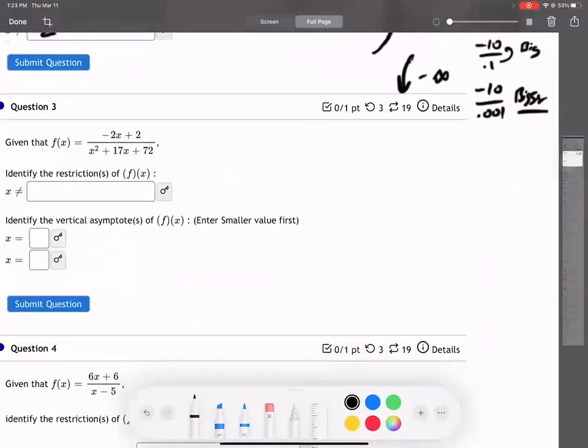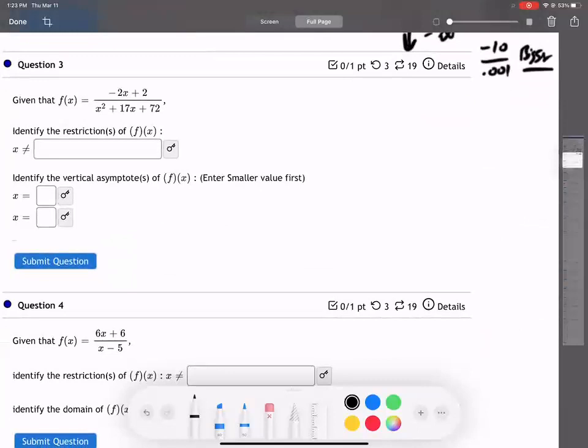Okay, let's look at our next problem here. What numbers are we not allowed to use? I don't know, but perhaps I can factor it. Now I'm going to go ahead and factor the top too while we're at it. Okay, take out the -2. On the bottom, what two numbers multiplied to become 72? I don't know. 1 times 72, 2 times 36.